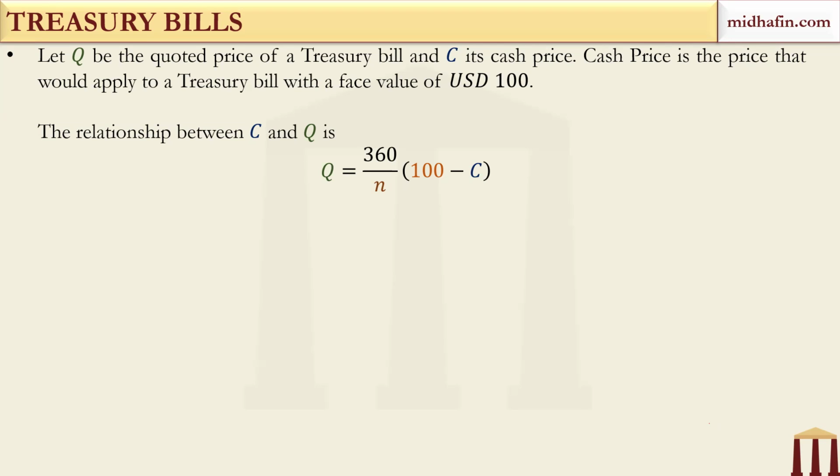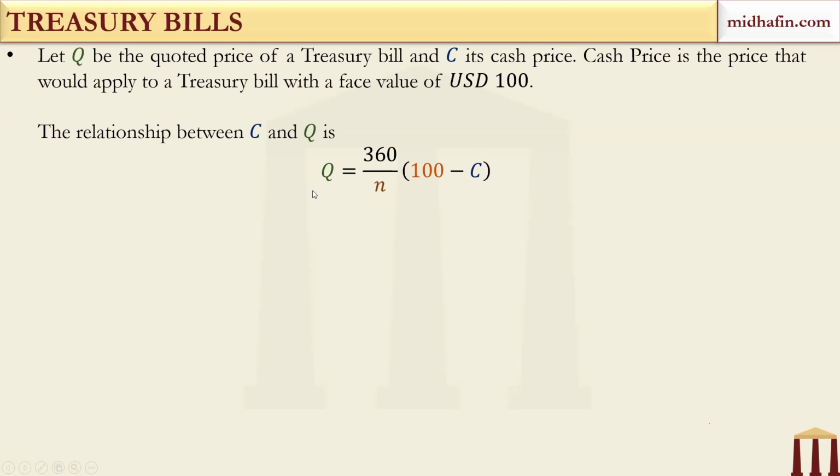And then you have actual upon 360, which means you will take the actual number of days to calculate the cash price, that is from today to the maturity of the bill. And in a year, it is assumed that there are 360 days. So Q is given by this formula, Q equals 360 by N times (100 minus C), where C is the cash price of the bond.